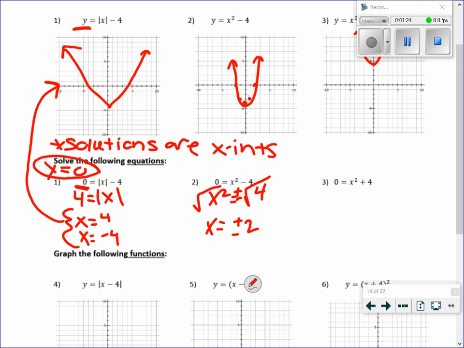Because that positive 2 squared would be 4. 4 minus 4 would give us 0. Negative 2 squared would be 4. Minus 4 would also give us 0. So once again, what do we notice? Our solutions are the x-intercepts. Good. So based off of question 3, what can you already predict?